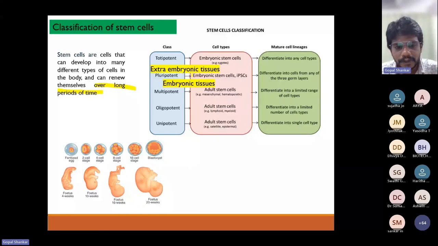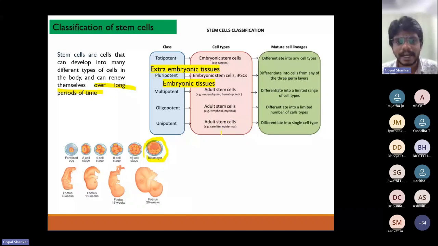Pluripotent stem cells are stem cells that you isolate from the inner cell mass. This is your blastocyst, and the cells that you see here are called your inner cell mass. So this is called your pluripotent stem cells. And all of these multipotent, oligopotent, and unipotent are taken from the adult stem cells. So a typical example is your hematopoietic stem cells, your lymphoid or myeloid stem cells, here are the satellite stem cells or epidermal stem cells.